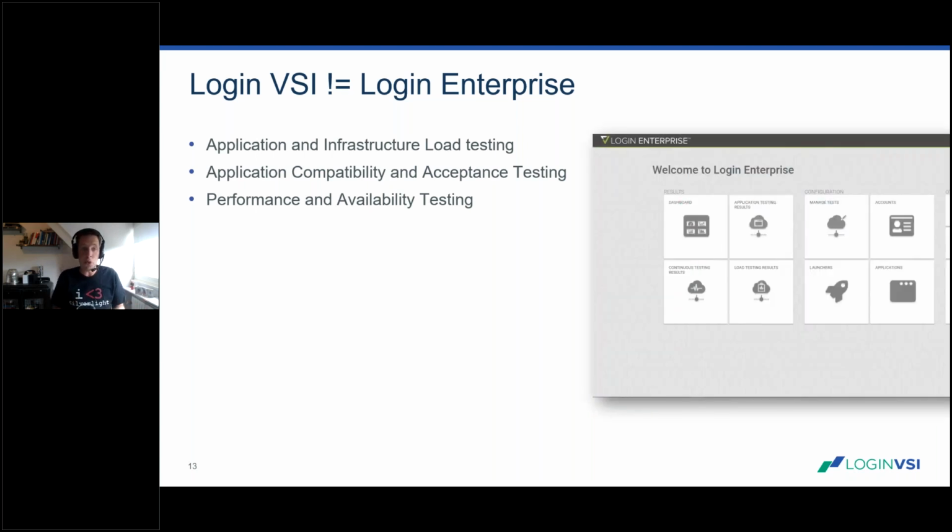And we're also adding a lot of cool stuff. So most people know us just for the load testing, right? The application and infrastructure load testing, breaking things, throwing thousands of users at something and seeing what the absolute breaking point is. However, with the same product, now you can also do application compatibility and acceptance testing and performance and availability testing. So I'll just walk through the steps on how I use our products to figure out what to do with application layering and what the performance impact is, and how you can do this in your enterprise environment as well.